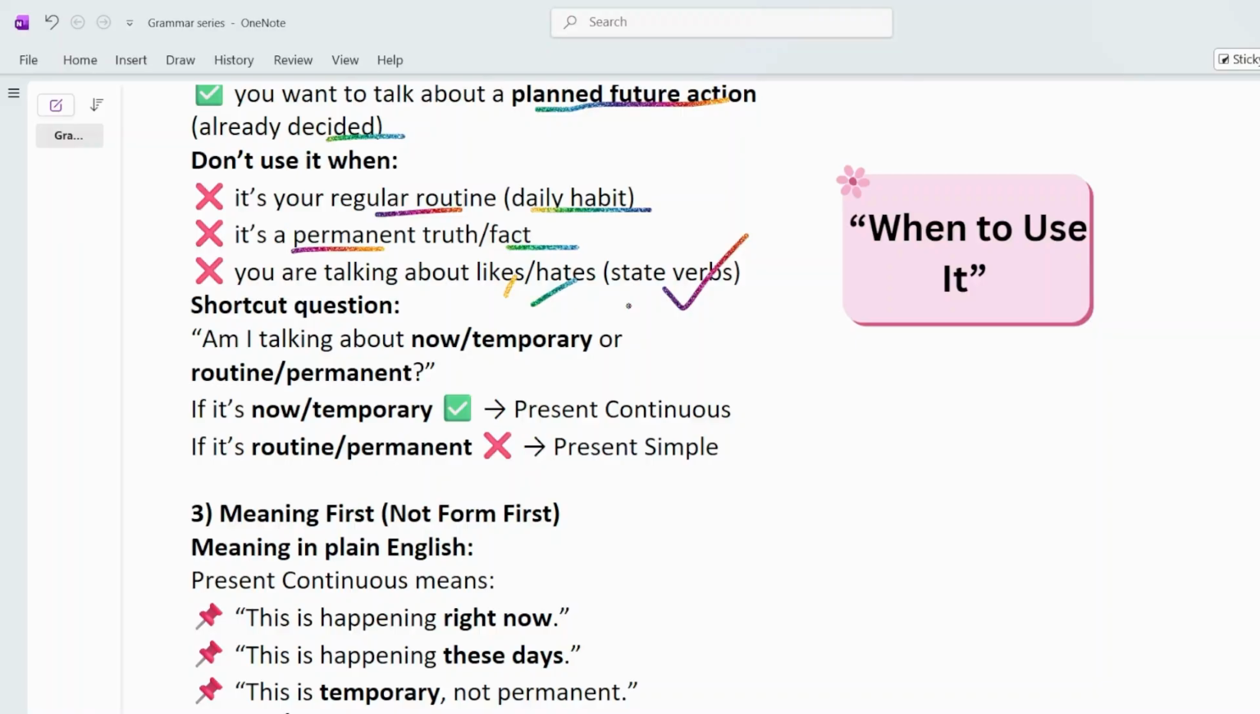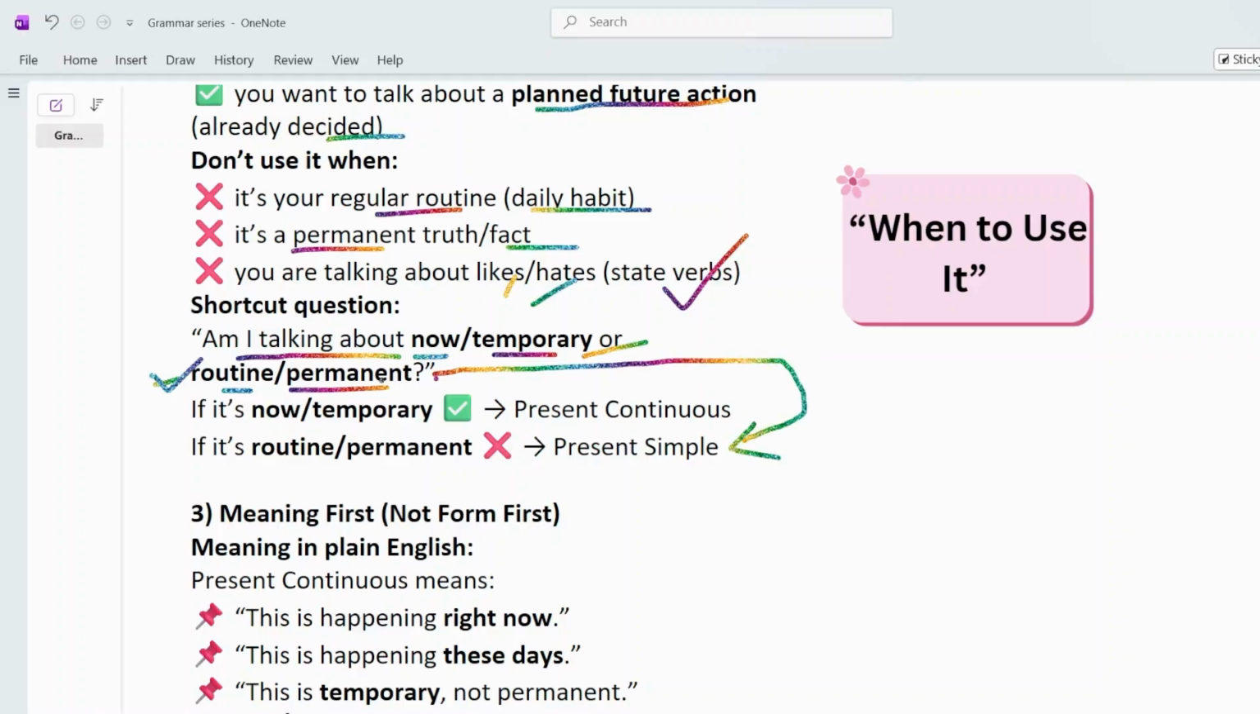Now I will give you a shortcut question for you to understand whether you are going about the right way using this tense or not. You should be pretty much asking yourself, am I talking about now, that is temporary, or am I talking about a routine or permanent? Always remember, when you're talking about routine or any permanent situation, your preferred tense would be present simple or simple present.